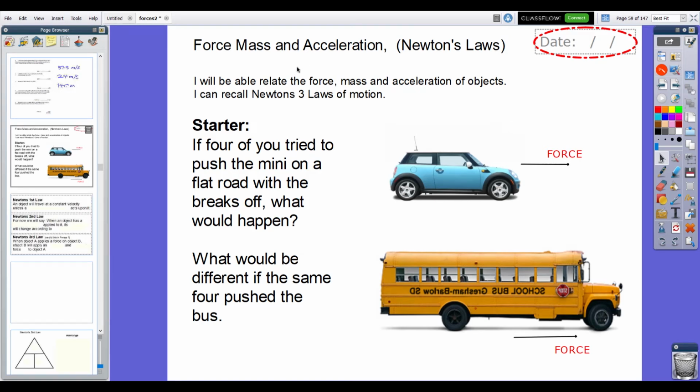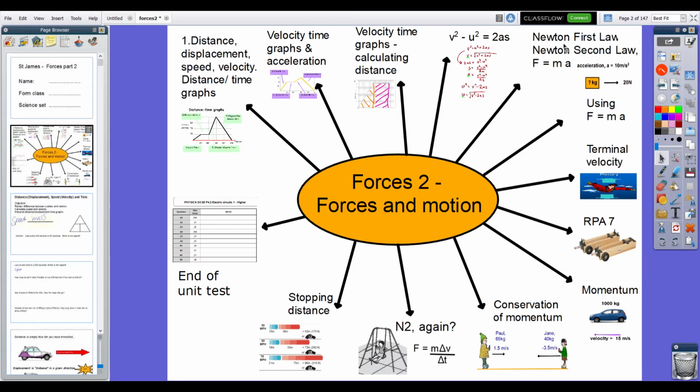Acceleration. Okay, welcome to this lesson on force, mass and acceleration. Please date your work up here, so we've got a nice record of when you did this work. We're working in this area over here.